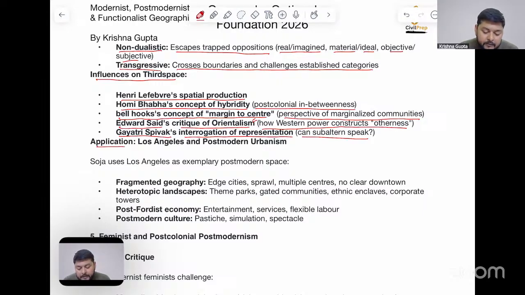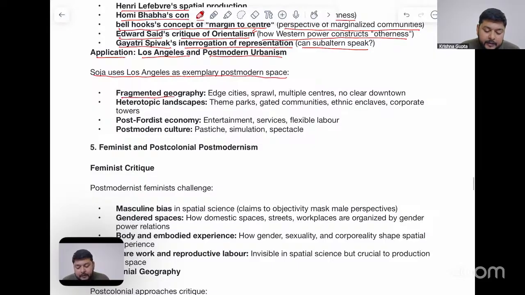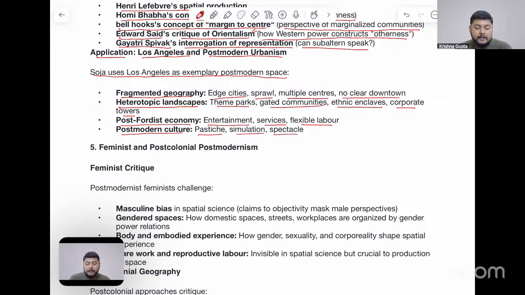So application was seen in Los Angeles and postmodern urbanism, in the complete world, not only the USA. Soja uses Los Angeles as the exemplary postmodern space: fragmented geography, edge cities, sprawl, multiple centers, nuclear downtown, heterotopic landscapes, theme parks, gated communities, ethnic enclaves, and corporate towers. Post-Fordist economy, entertainment, services, flexible labor, postmodern culture, pastiche, simulation, and spectacle were also seen here. So this was an important part which was associated with postmodernism.